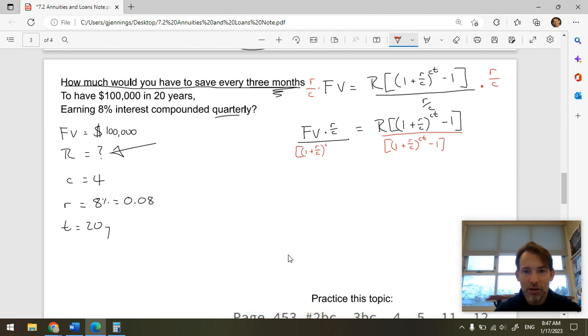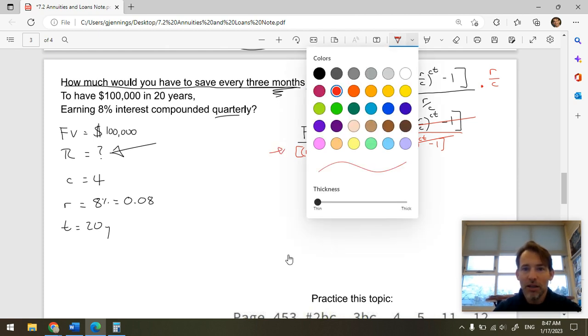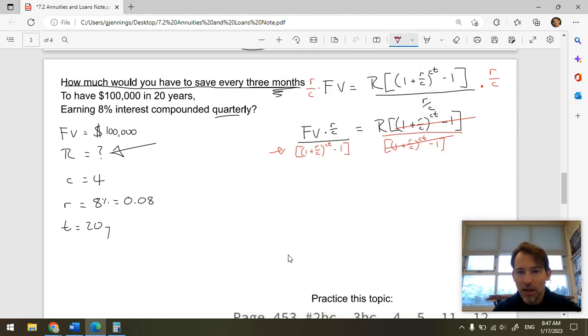And it's at this point that you might say, Mr. Jennings, why are you bothering to write that whole thing out? Why don't you just cancel it this way and then write it down here? Well, that's a good question. You could absolutely do that. And then let's write our new formula in purple.